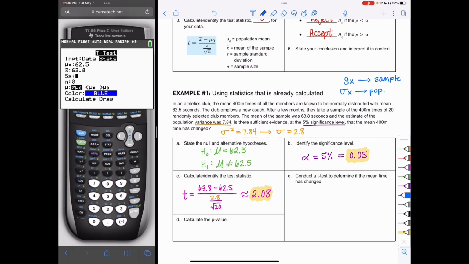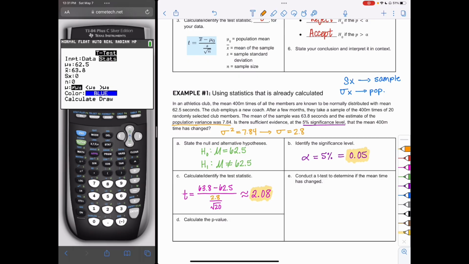Okay. If we look at example number 1, it says that the population variance was 7.84. We know that the standard deviation is the square root of the variance. So when we took the square root of 7.84, we got that the standard deviation was 2.8. Yes, the 2.8 is technically the population standard deviation. And we know that in the formula to find our test statistic, we need the sample standard deviation. However, the only standard deviation that we have to use here is the 2.8.